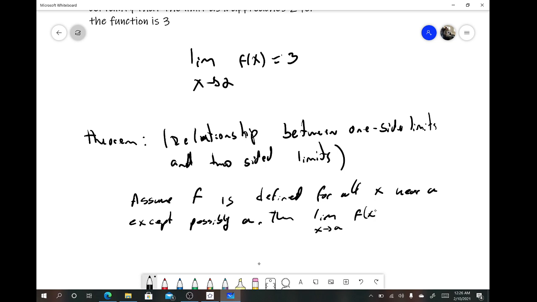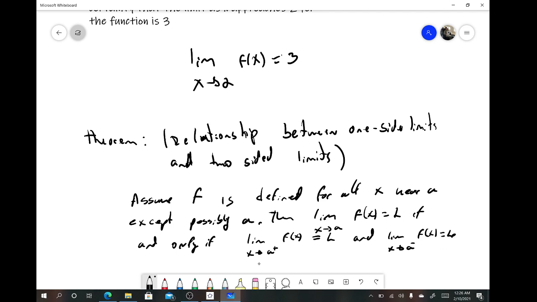of f of x equals L if and only if the limit from the right side as x goes to a of f of x equals L, and the limit from the left side as x goes to a of f of x is also equal to L. In other words, this is saying that the two-sided limit is only true if, and I will say this again, if and only if the right side equals the left-sided limit.